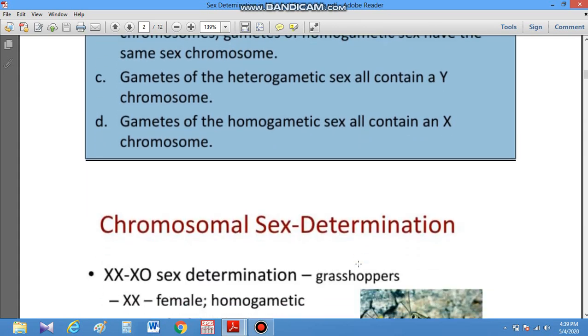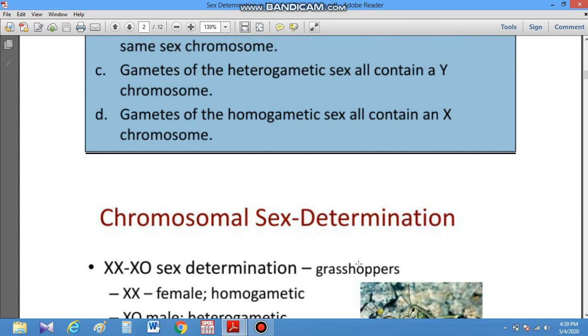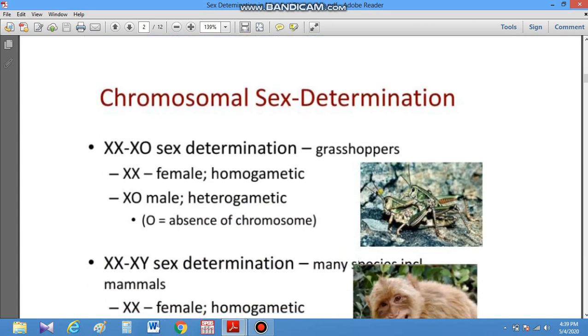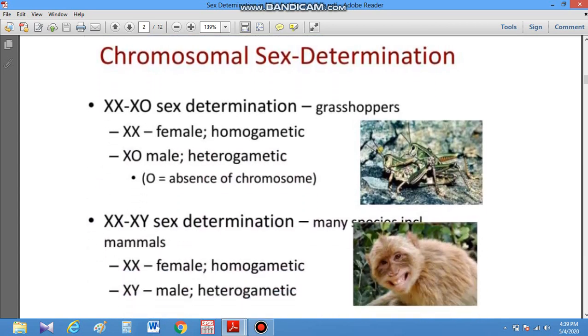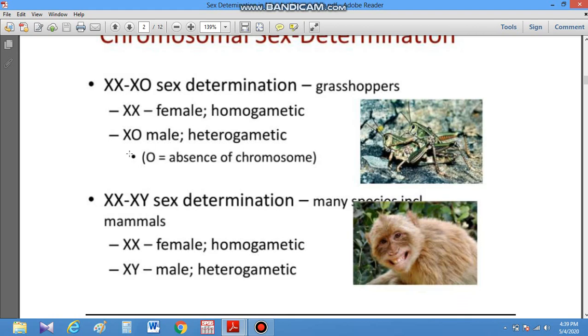There are three types of sex determination: chromosomal sex determination, genetic sex determination, and environmental sex determination. Here we are going to discuss chromosomal sex determination. There are certain types of systems. The first system is the XX and XO sex determination system, which is found in grasshoppers. If the grasshopper has XX, it becomes female and homogametic. If it is XO, it becomes male and heterogametic. There is absence of a chromosome in males.